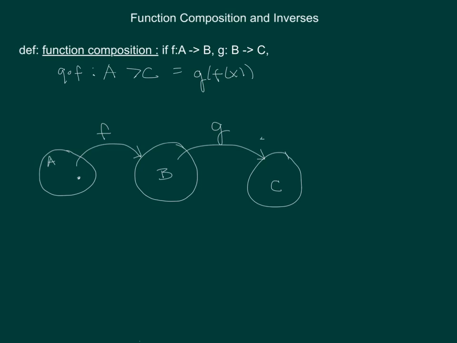A picture for that idea: we have a function f that goes from set A to set B. We have a function g that goes from set B to set C. So we can compose our functions. We can do f of x first to go from A to B, and then g to go from B to C. So essentially, we go from A to C.